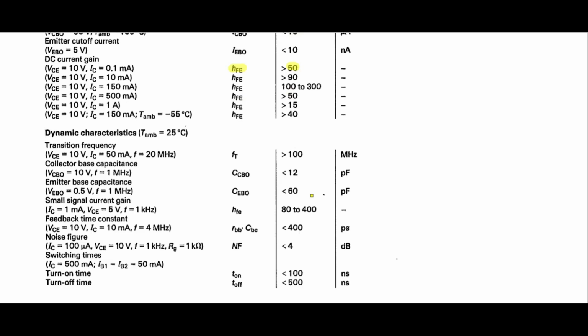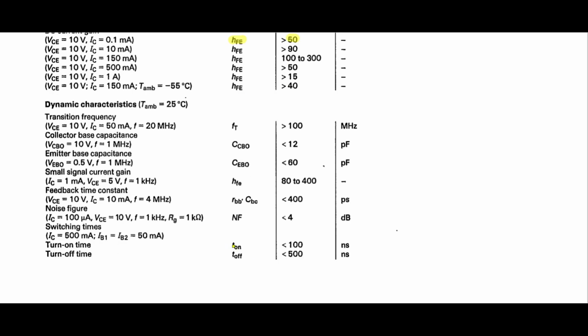And then in the dynamic characteristic, you have the turn on. Turn on is around 100 nanoseconds. Turn on contains both the delay time and the rise time. Turn off contains both the storage time and the fall time, around 500 nanoseconds. So this is a typical, very popular NPN. You also have the complement of that in the PNP. It is called 2N4033. Let me probably show you that data sheet too.